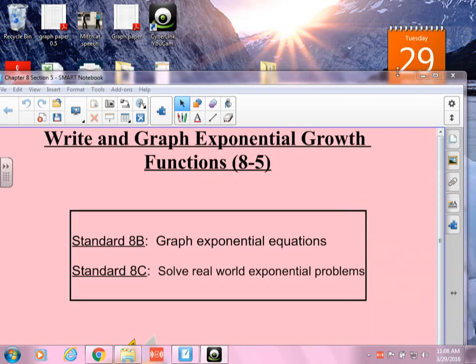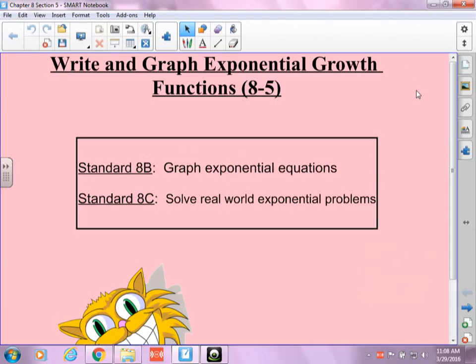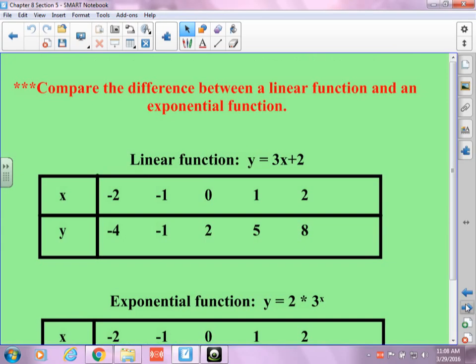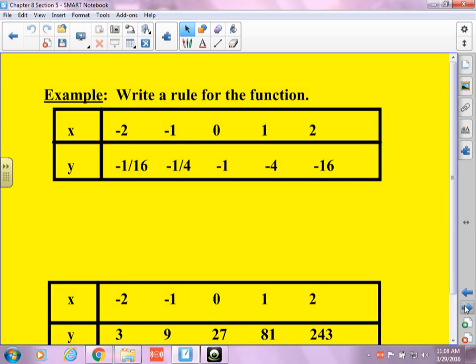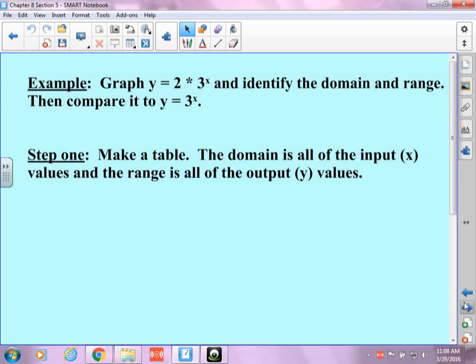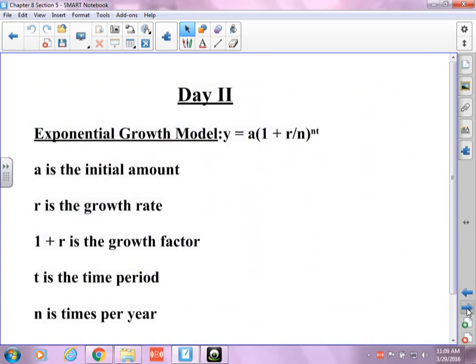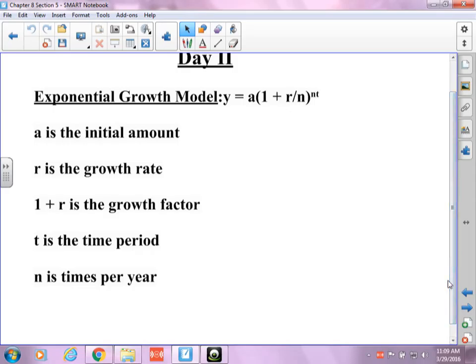Right, so yesterday what we did was we did exponential growth. We took a look at how to make equations for exponential growth, and we compared graphs from linear to exponential, and then we wrote rules about those. We compared graphs. We talked about domains, we talked about ranges, we said that something was an exponential stretch or a shrink. Today what we're going to do is we're going to talk a little bit about money, okay?